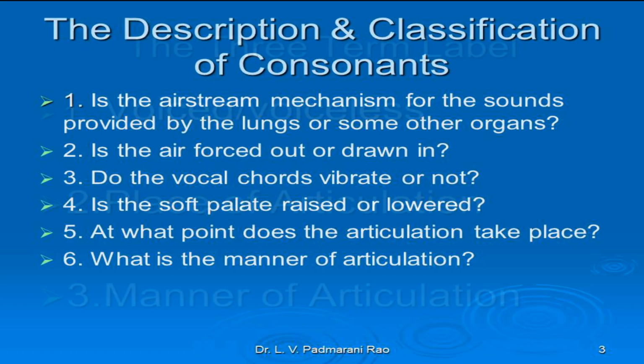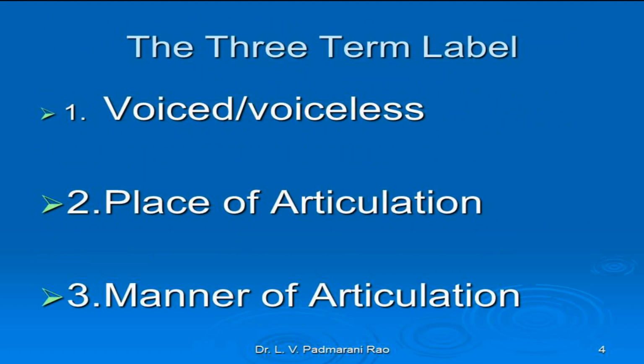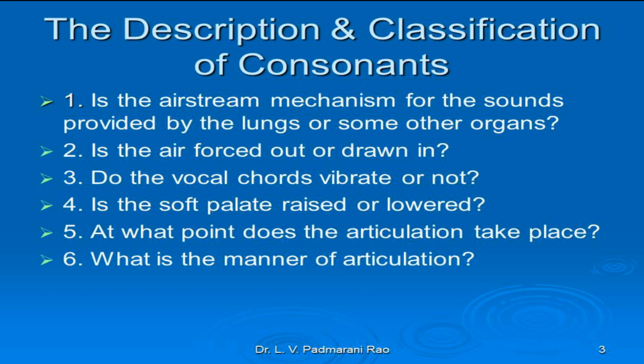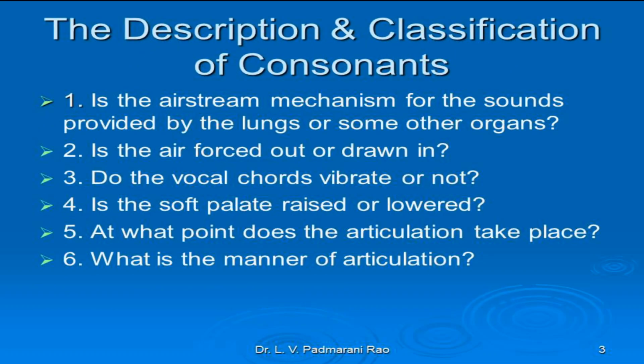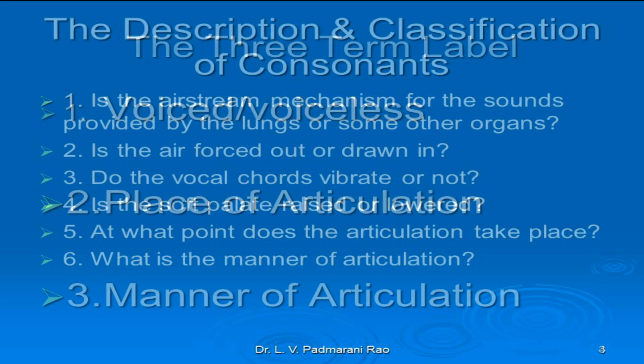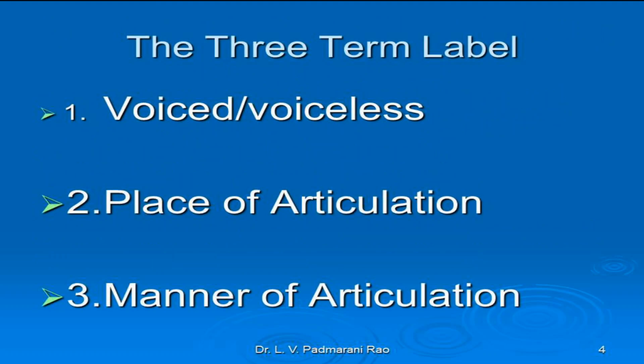Thereby, we are left with only 3 questions, which will become the 3-term label for describing a consonantal sound in English. Number 1, voiced or voiceless, depending upon the answer for the third question, do the vocal cords vibrate or not? Accordingly, we have voiced or voiceless. At what point does the articulation take place? Accordingly, we have the place of articulation. And the sixth question, what is the manner of articulation or the stricture maintained in the oral cavity? Accordingly, we have the manner of articulation. Now, these 3 aspects are useful for us to describe the 3-term label of a consonantal sound.